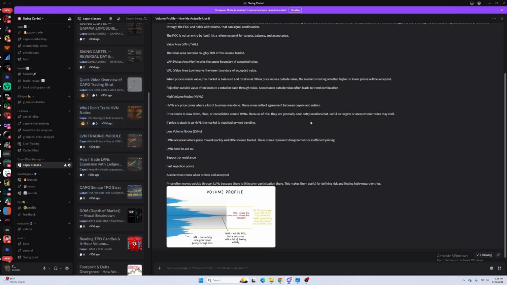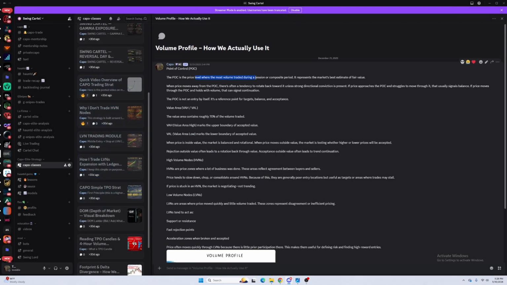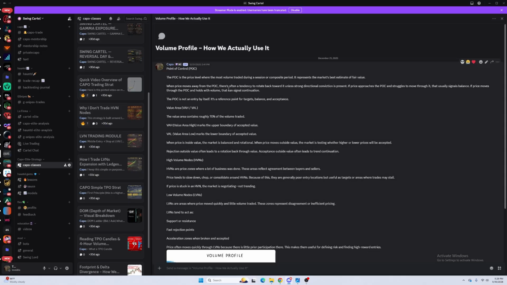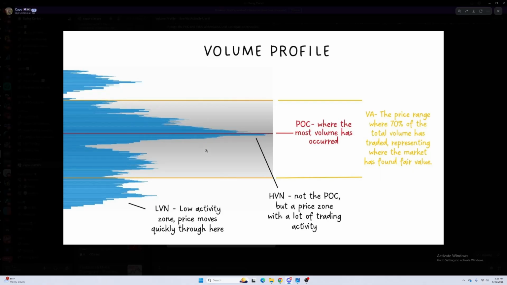Point of control is going to be the price level where the most volume is being traded during a session or a composite period, right? It's estimated as a fair value, meaning this is where you'll find chop. Chop or consolidation will happen in this area basically because the market is comfortable in this position, so it's a reference for acceptance, right? The market is being accepted in here, so don't expect anything to happen.